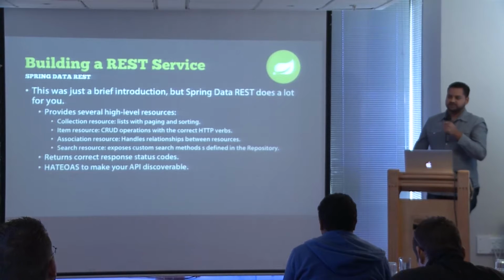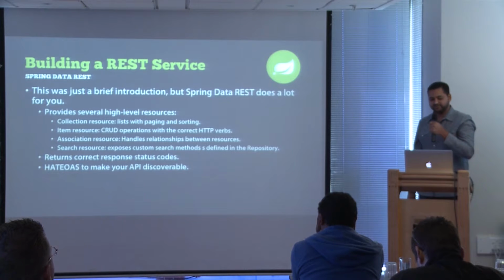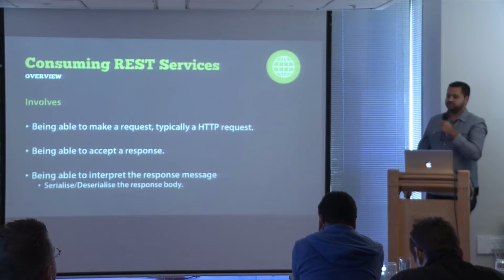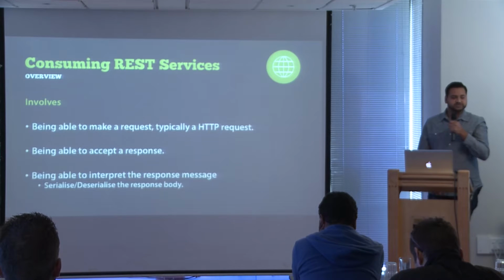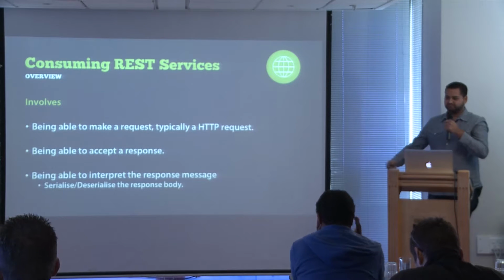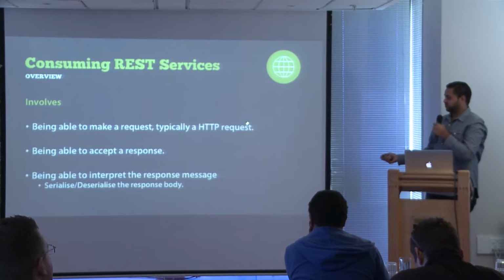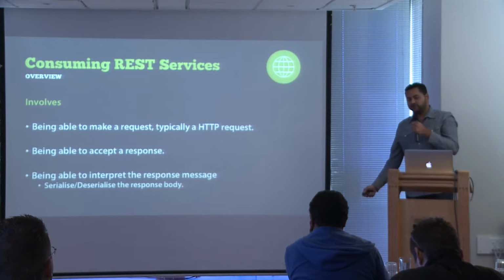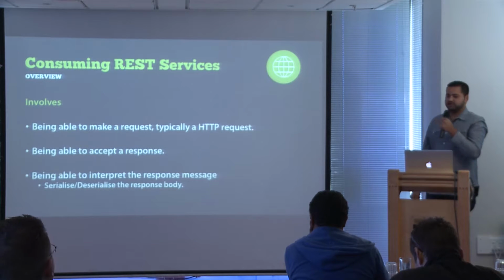There are so many clients out there, browsers, mobile, etc. How do we now consume the data and consume these services once we've built this awesome REST level 3 API? When consuming a service, you need to be able to do three things. You need to be able to make requests, typically HTTP. Although REST is not tied to HTTP, the internet runs on it. You need to be able to accept a response, and you need to be able to interpret that response, and preferably be able to serialize and deserialize the body so you don't have to go and mess with those text responses.